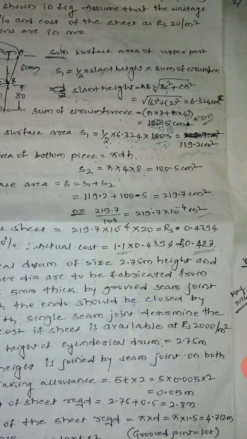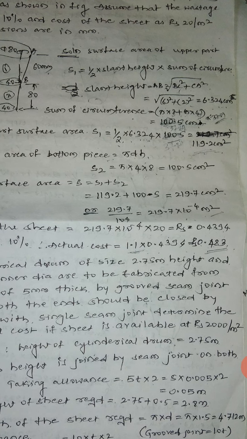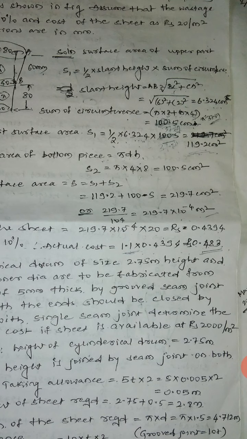That is the solution. The surface area of the upper part, the frustum of the cone, S1 is equal to half into slant height into sum of the circumferences. The slant height AB is the square root of BC square plus CS square, that is 6 square plus 2 square, equal to 6.324 centimeter. Then the sum of the circumferences is 100.5 centimeter. So the upper part surface area is half into slant height into sum of the circumferences, that is 119.2 centimeter square.